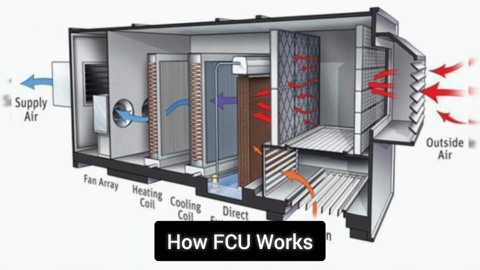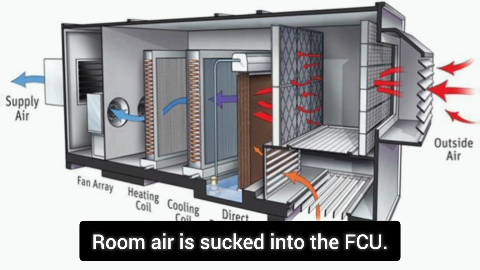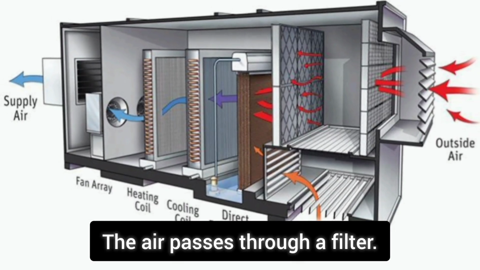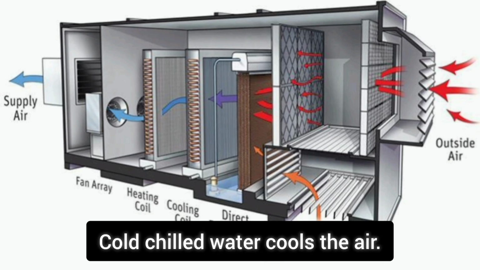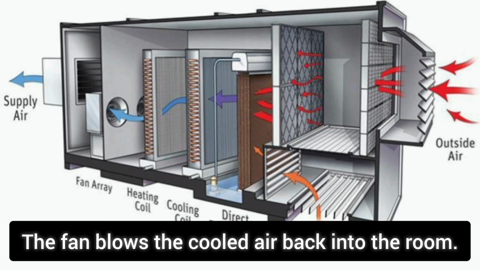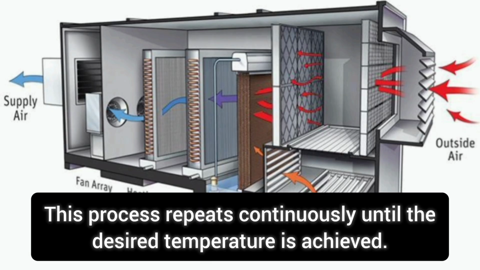How FCU works. Room air is sucked into the FCU. The air passes through a filter. Dust is removed. Then the air flows through the cooling coil. Cold chilled water cools the air. The fan blows the cooled air back into the room. This process repeats continuously until the desired temperature is achieved.